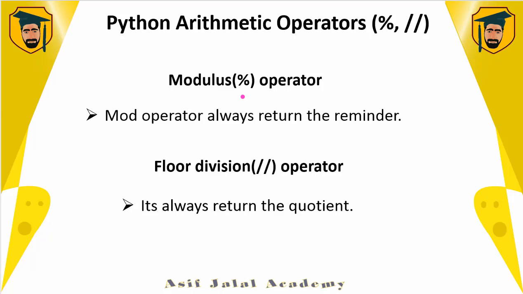So first is modulus operator. What is modulus operator? Mod operator always returns the remainder. Whenever you apply mod operator between two numbers, it basically divides the number and then it returns the remainder. What floor division operator does, whenever you divide two numbers, it basically returns the quotient. It will be more clear by seeing the example.